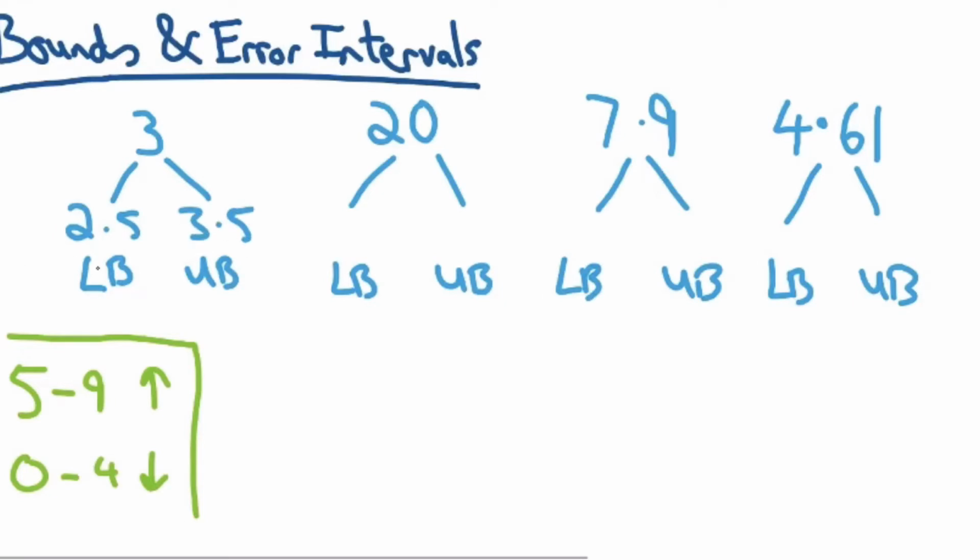Here, as we can see with the 2.5, because that ends in a 5, it would round up to 3. Anything lower than that would round down to 2. So the 2.5 has to be the lowest possible value that could round up to 3 to the nearest whole number.